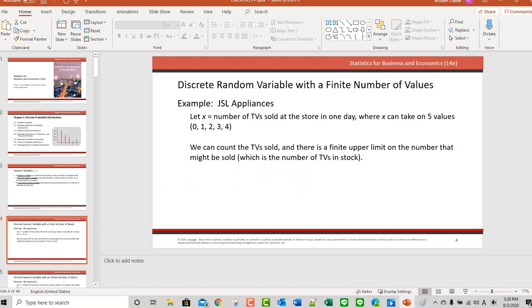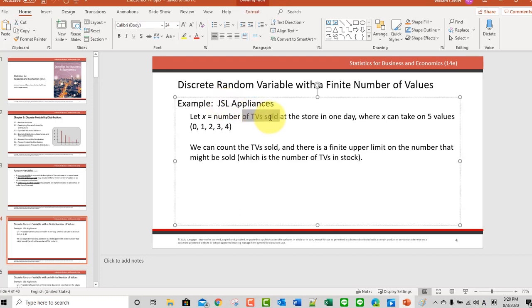Okay, so now going back to this, now going to this. So let's take this example. We have an appliance store. They sell TVs, and we're going to think about how many TVs they could sell in one day, and X can take on any of these values. So we're talking about the random variable, and these are the values that it can take. And we can count the TVs sold, and there is a finite upper limit on the number that might be sold.